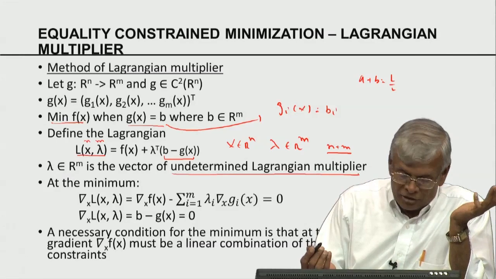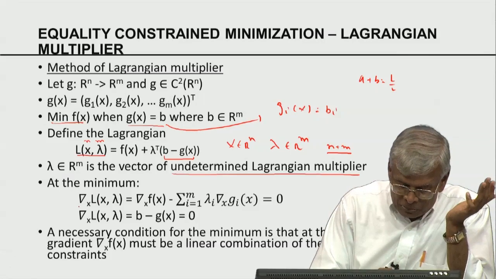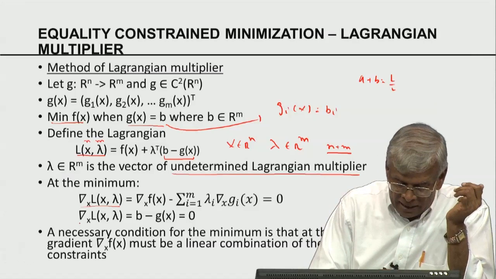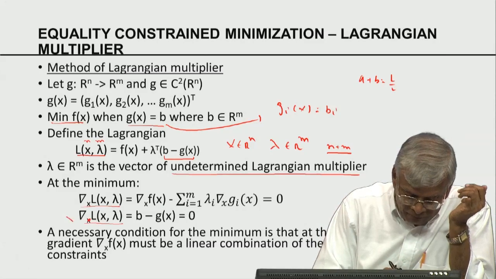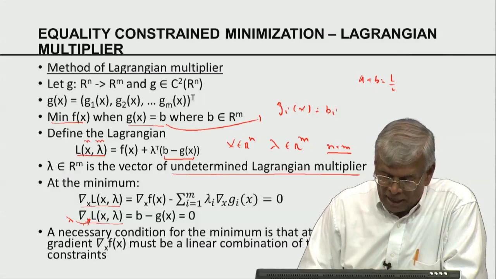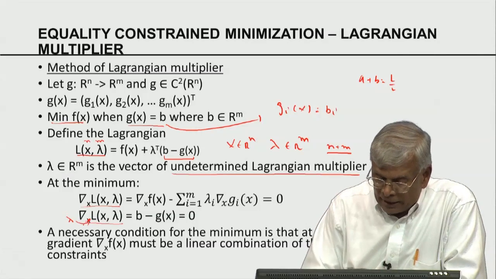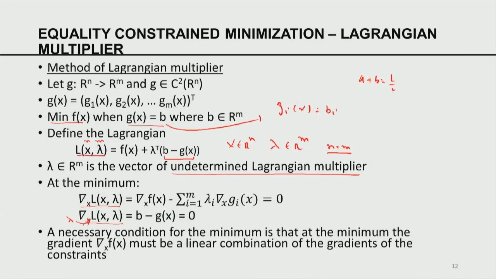So what is the unconstrained minimization problem? How do we solve this? You compute the gradient of L with respect to x and equate it to 0, and the gradient of L with respect to lambda. I'm sorry, this must be lambda. So you compute the gradient with respect to x, gradient with respect to lambda, equate them to 0. The gradient computation I have already talked about when I talked about multivariate calculus, how to compute gradients of various types of functions. Now you can see why we did what we did. Are you all with me?